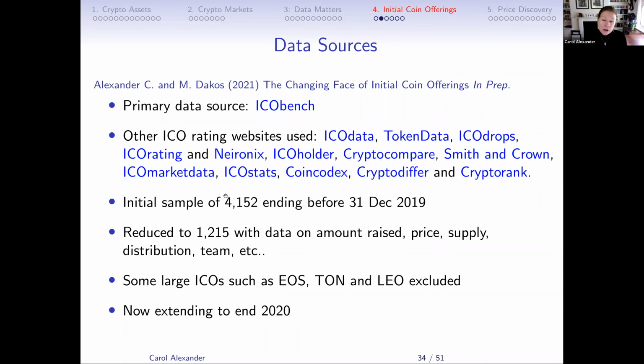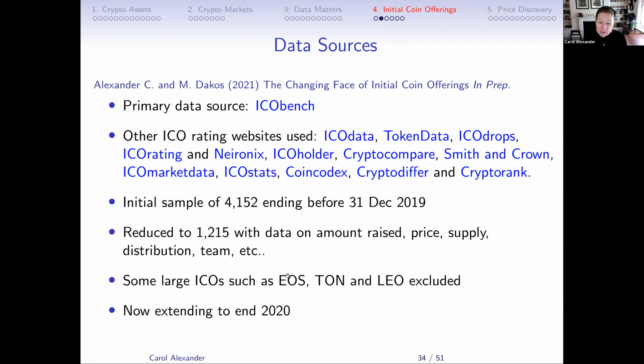Anyway, we had an initial sample of 4,152 ICOs ending before the end of December 2019. As I said, because things change so rapidly, we now need to update. We finished the data, we know what the story is, but we need to add on what's been happening since 2019. Otherwise, it'll be an old paper and won't get into a good journal. So we needed full data on the amount raised, the coin price, the supply of the coin, the distribution, the size of the team, and all the other variables which I'll talk about.